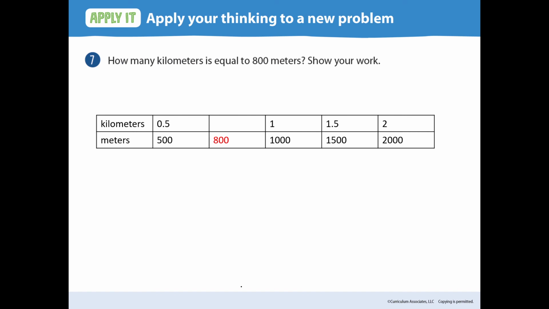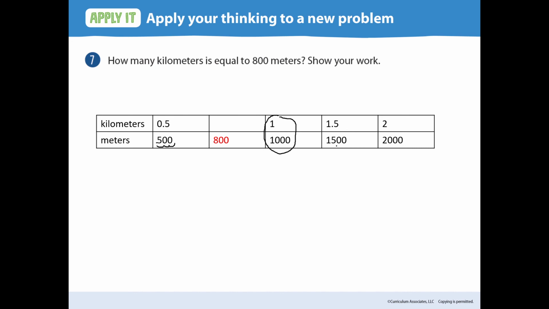So here we have a chart that I've made for this problem. Here's our base here. 1 kilometer is equal to 1,000 meters. So if we're going from meters to kilometers, we're going to divide by 1,000. So here we have 500 meters, which we know is half a kilometer. If we divide by 1,000, we move our decimal point 3 places to the left because we're making it smaller. And there we have our 5/10.